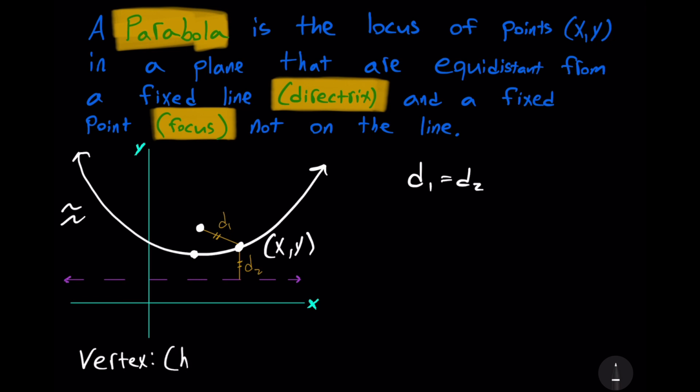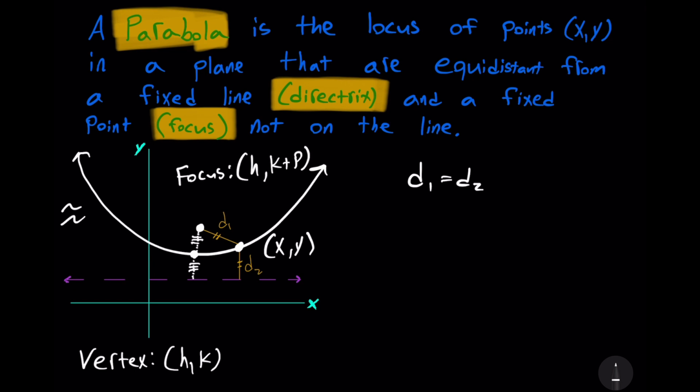is at (h, k). Now, given that, we can think about the focus and the directrix. So the distance from the focus to the vertex and the vertex to the directrix are equal. So this distance here and this distance here are equal. Now, this implies that the focus must be at (h, k plus some number we'll call p).